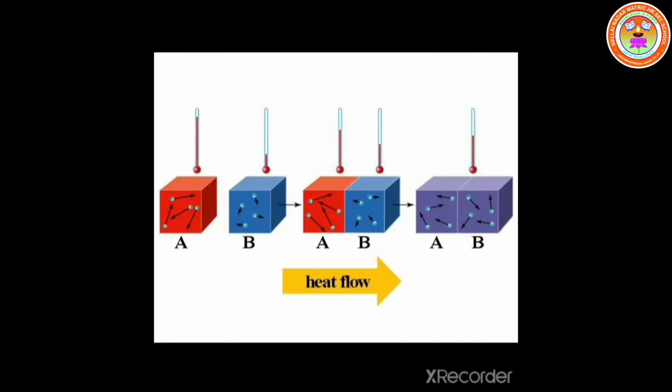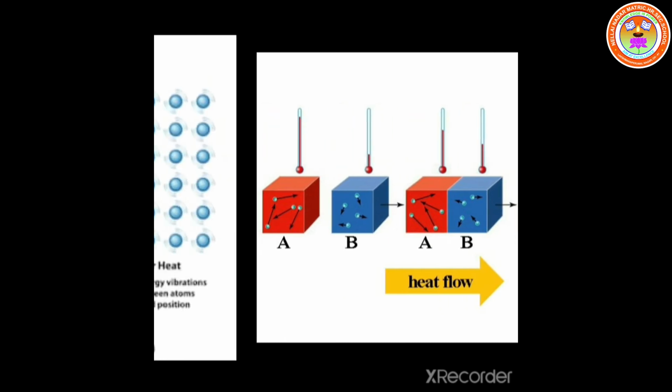Next one is thermal equilibrium. Two objects are said to be in thermal contact if they can exchange heat energy. What is it, students? Two objects are said to be in thermal contact if they can exchange heat energy. Heat will be exchanged, as I told you just now, if there is a temperature difference. If there is a difference, there will be heat flow, and there will be heat exchange between the objects.